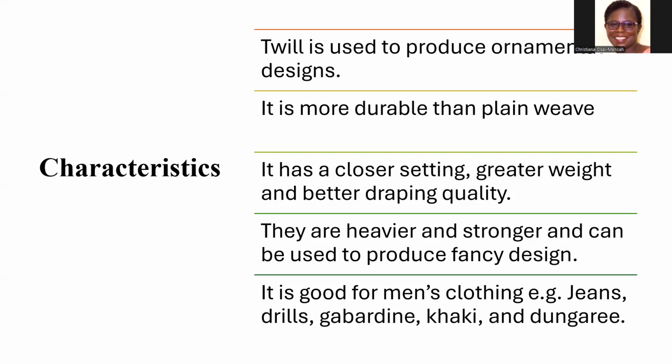Okay, so let's look at the characteristics of this twill weave. The twill weave is used to produce ornamental designs. It is more durable than the plain weave. So you can see jeans. Jeans is very stable. It has a closer setting, greater weight, and better draping quality, more than the plain weave. They are heavier and stronger.